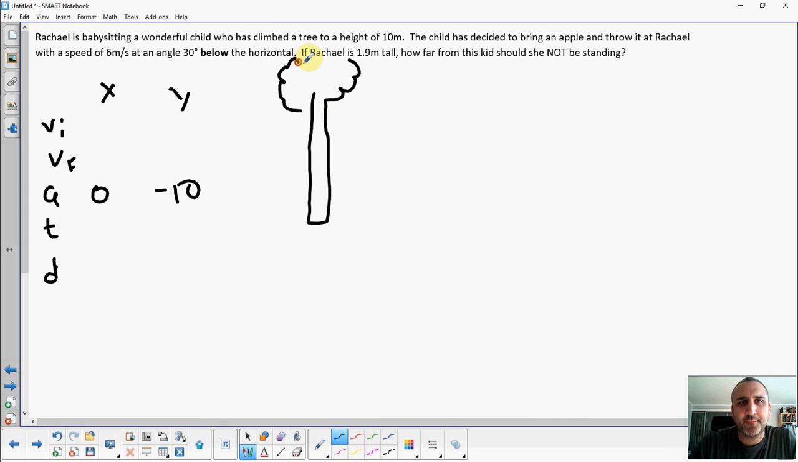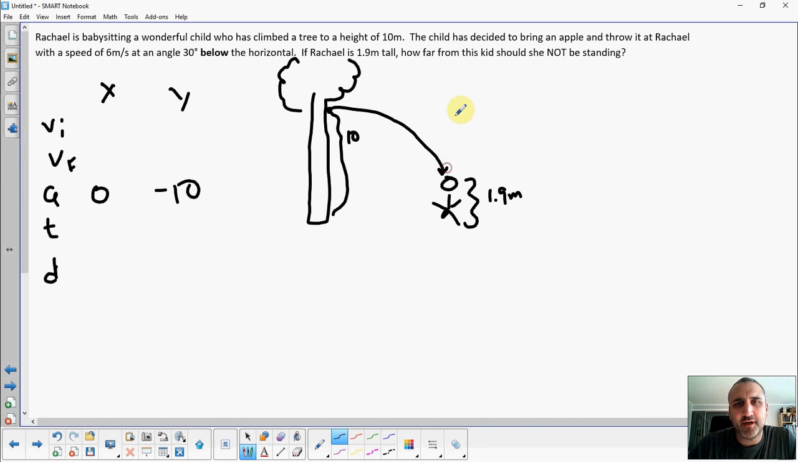Here's the tree and the kid's, let's say, here, and they're 10 meters above the ground, and Rachel's standing over here, and she is 1.9 meters tall. So if the kid throws the apple from here, it's got to drop that far before it hits Rachel. And if you do that correctly, the apple is going to fall 8.1 meters down.